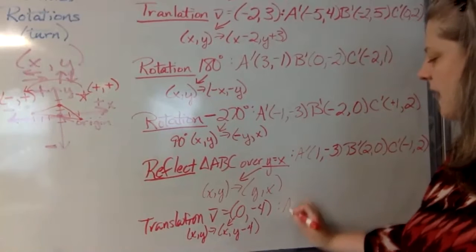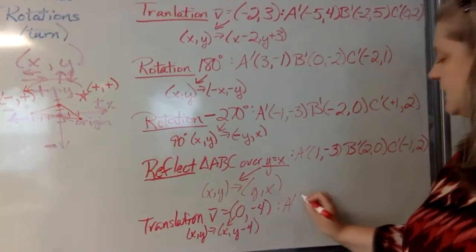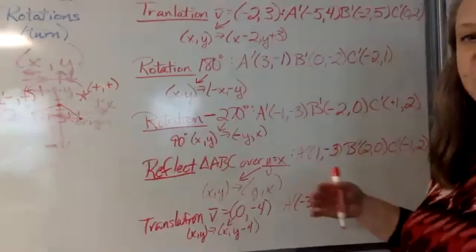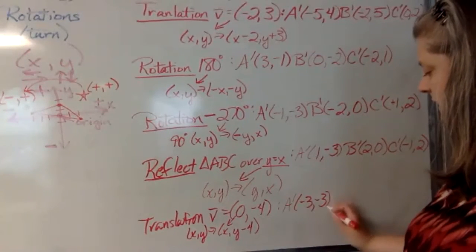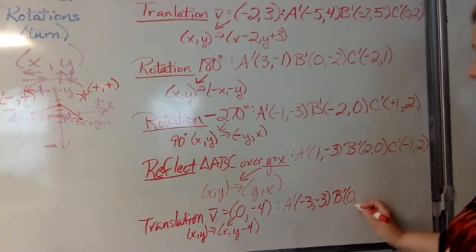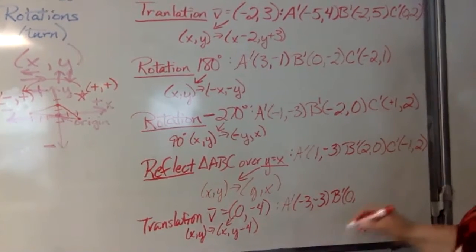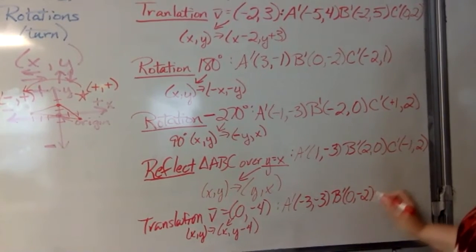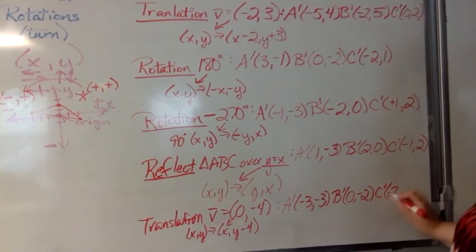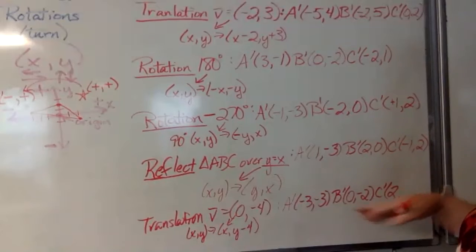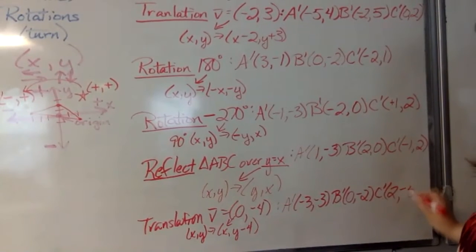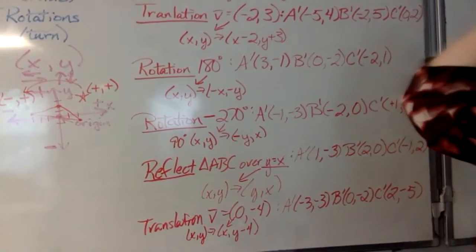So for A prime, the x stays the same, and the y, I subtract 4. So 1 minus 4 is -3. For B prime, the x stays the same, and for y, I subtract 4. 2 minus 4 is -2. For C prime, the x stays the same, and for the y, I subtract 4. So -1 minus 4 is -5.